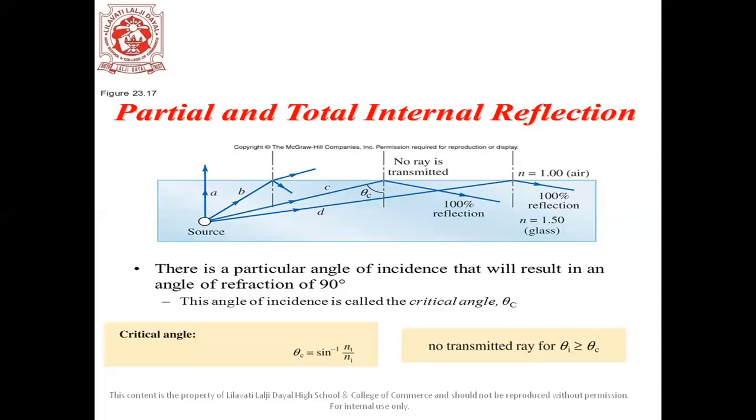If i is greater than the critical angle, as r cannot be greater than 90 degrees, then the light is totally reflected in the denser medium. And this is called total internal reflection. Hence, n21 is equal to sin i upon sin 90, wherein you get sin i, where i is the critical angle. So this is what partial and total internal reflection is all about.